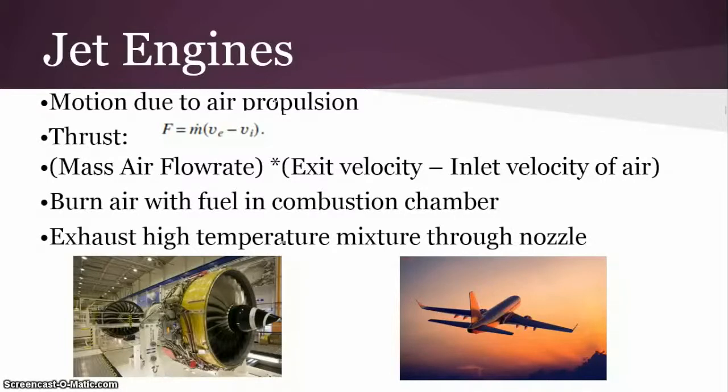The motion of an aircraft is due to the air propulsion. As the jet flies, the engine accelerates the air and a thrust is produced, where the mass of air flow rate is multiplied by the difference in exit and inlet velocities of the air. Jet engines, as described before, provide thrust by burning air with the fuel in a combustion chamber and exhausting the high temperature mixture through a nozzle that accelerates the air.